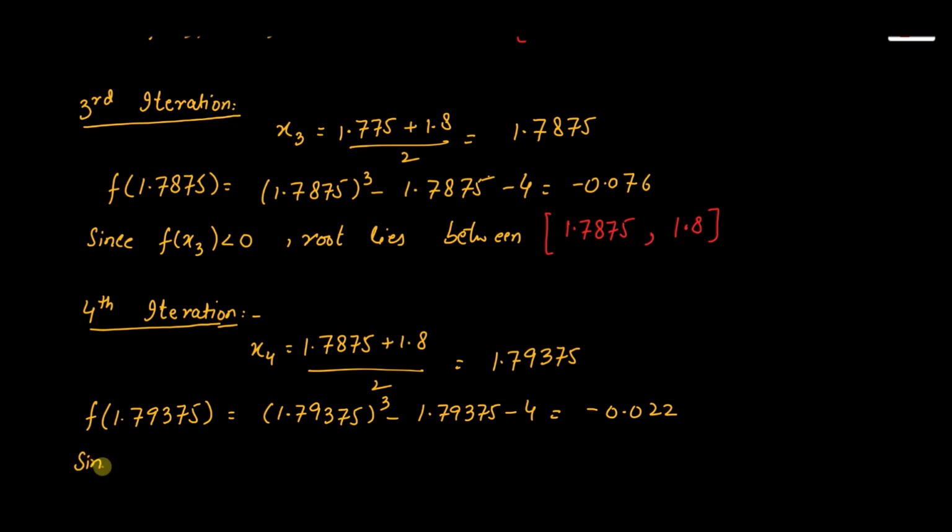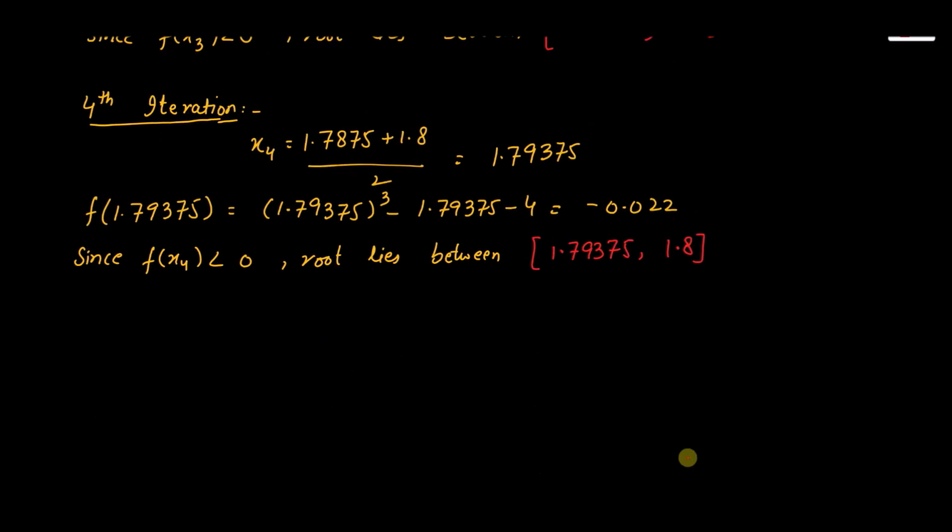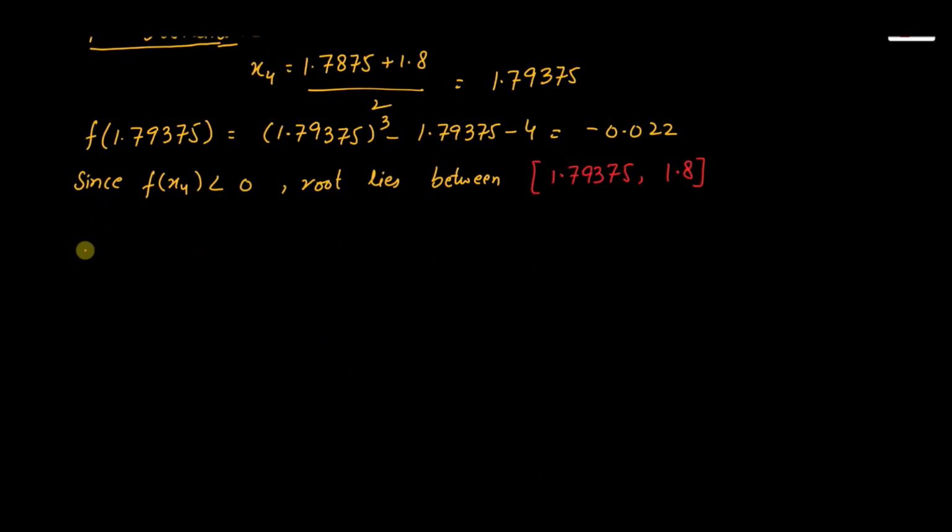Okay, so again we get a negative result. So f of x4 is less than 0, so we need to update on the negative side. So we will get 1.79375, 1.8. After updating, this is our updated interval. So we need to go for the fifth iteration.